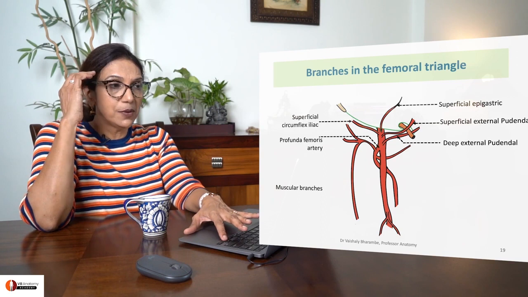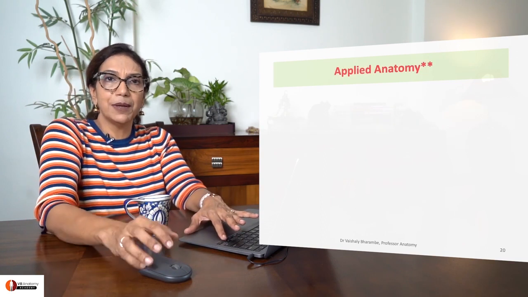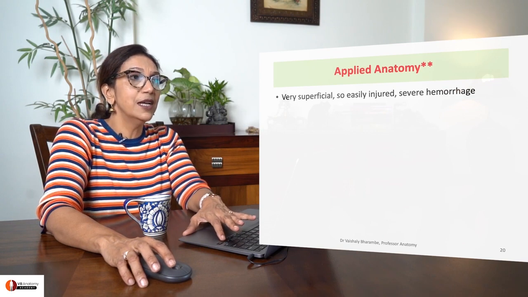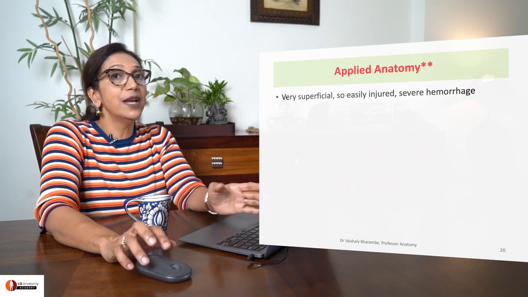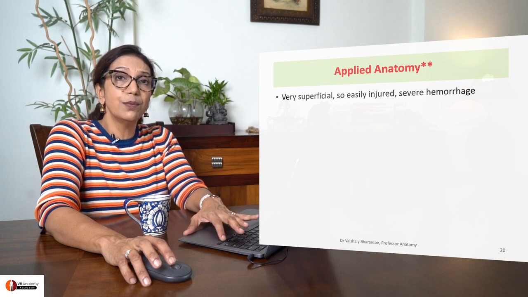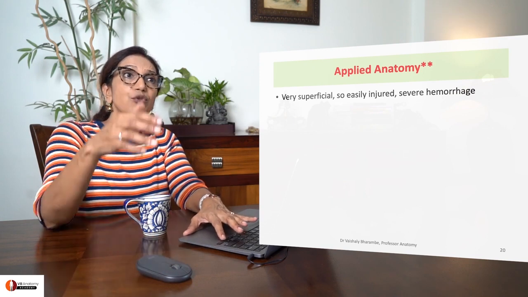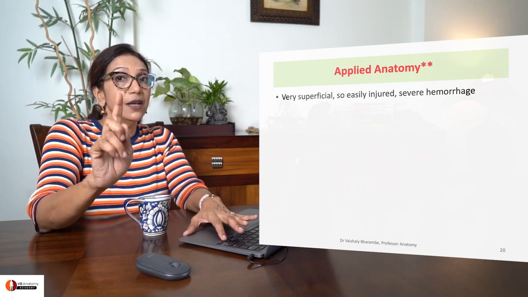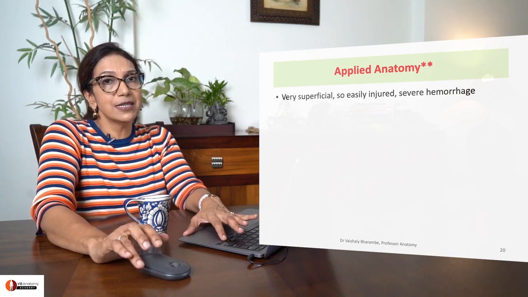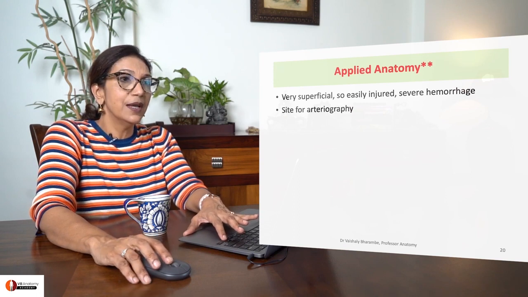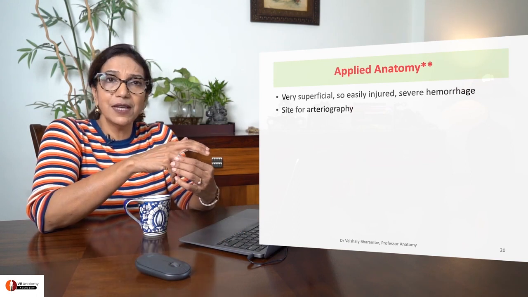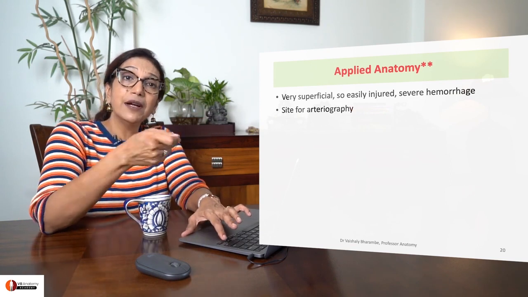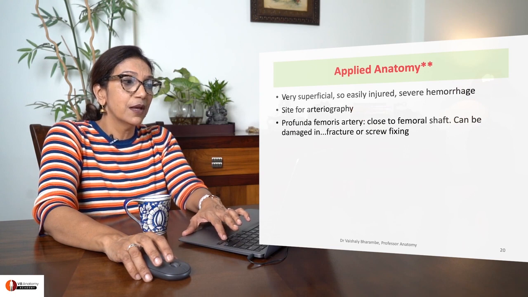With this knowledge in brain, let's understand a little bit of the applied anatomy related to the femoral artery. What is it? It's very superficial. It's very easily injured. Okay, so it causes severe hemorrhage since it's almost directly coming from the aorta. It causes severe hemorrhage. Very quick response is essential in such cases. It's a site for arteriography. See, it's very superficial. So it's easy to cannulate. So it's a site from where arteriography is done.